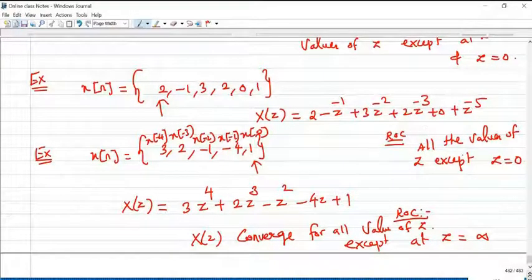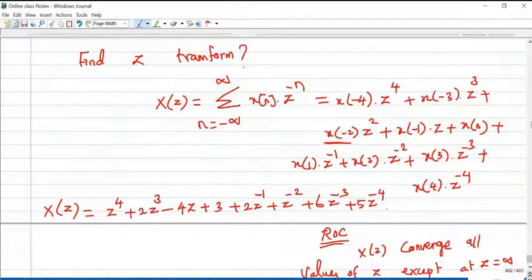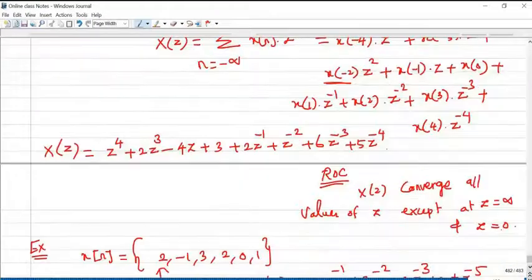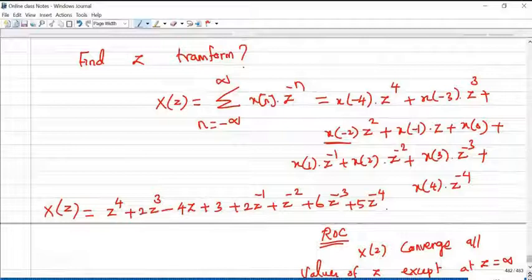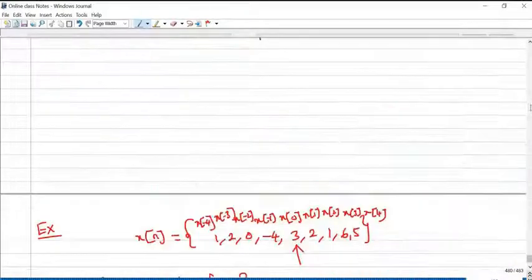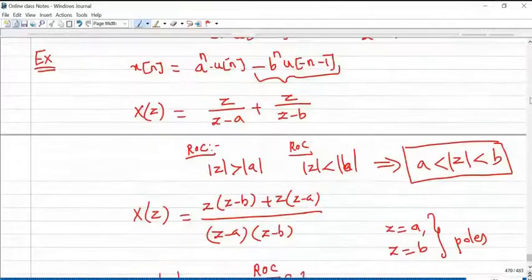Okay. So for a positive side sequence, all values except at z equal to 0. If a negative sequence is provided, except at z equal to infinity. If both sided is given, except at z equal to 0 and z equal to infinity. Okay. So apart from the sequences a power n u of n or a power n u of minus n minus 1 given, we have to solve the problem and identify the region of convergence. The condition for region of convergence.